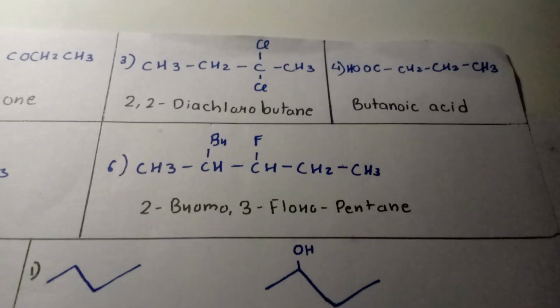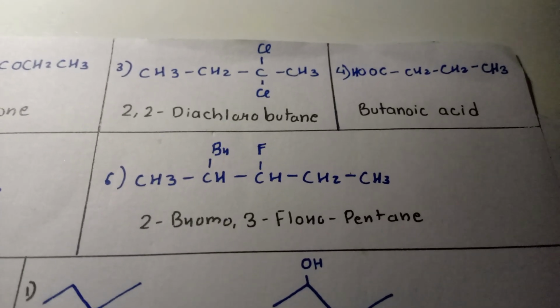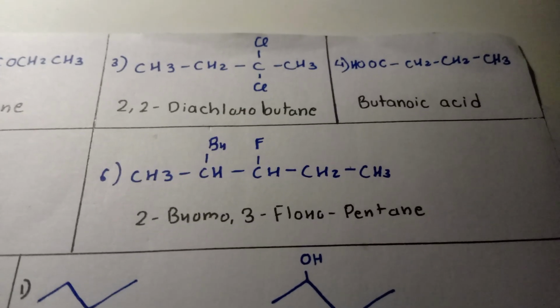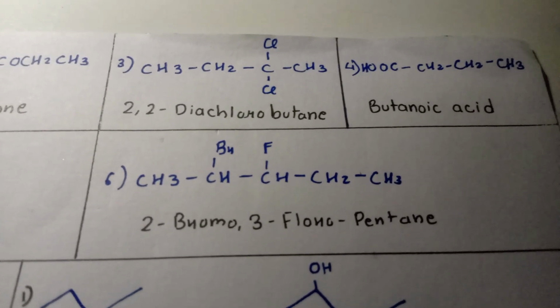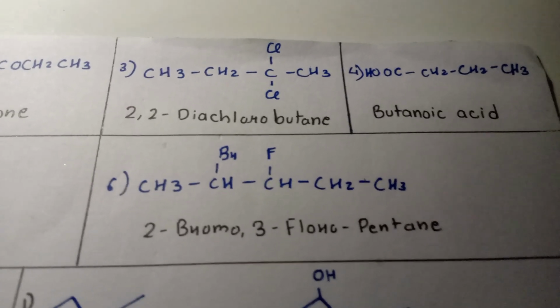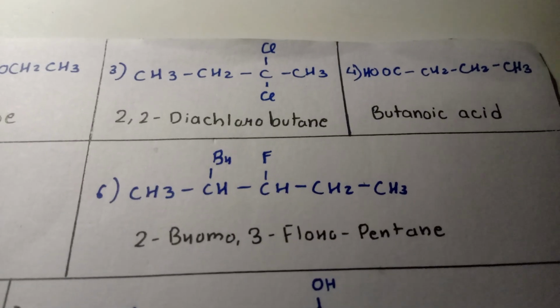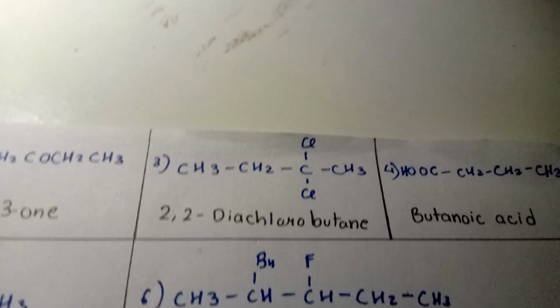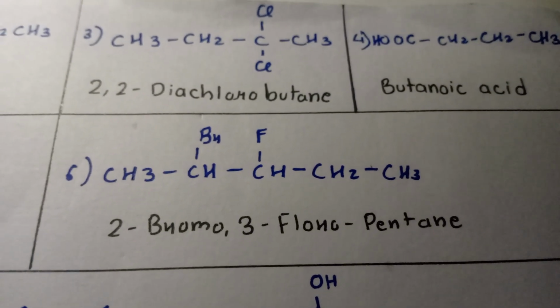Next is 2-bromo-3-fluoropentane. How? It is a 5 carbon chain, and because we follow alphabetical order, we start from bromine, the least numbered alkyl group. And then it comes on the second carbon, so 2-bromo-3-fluoropentane.